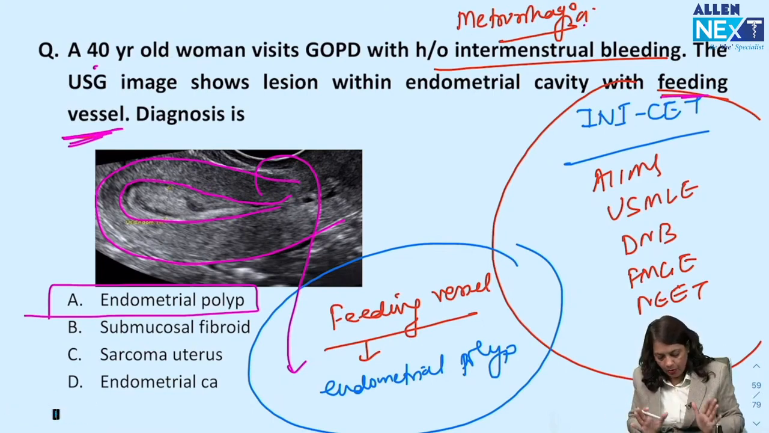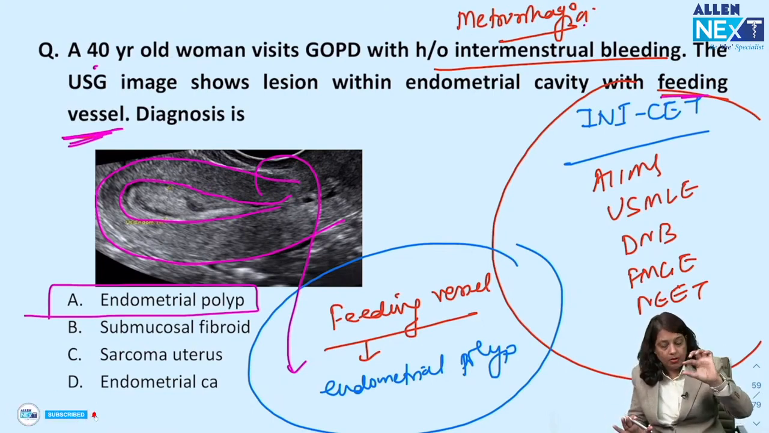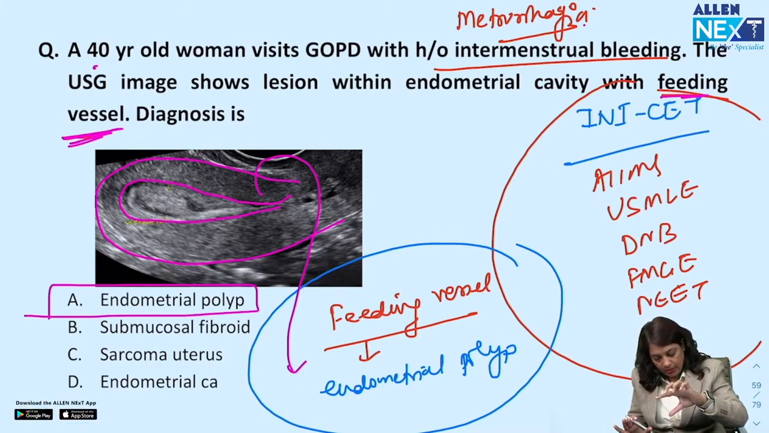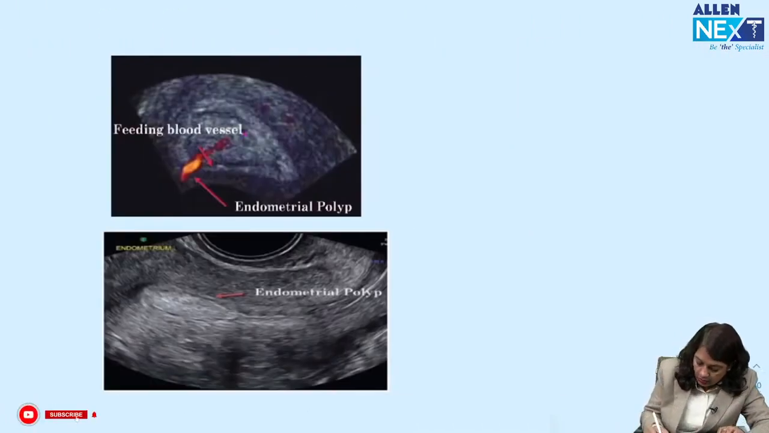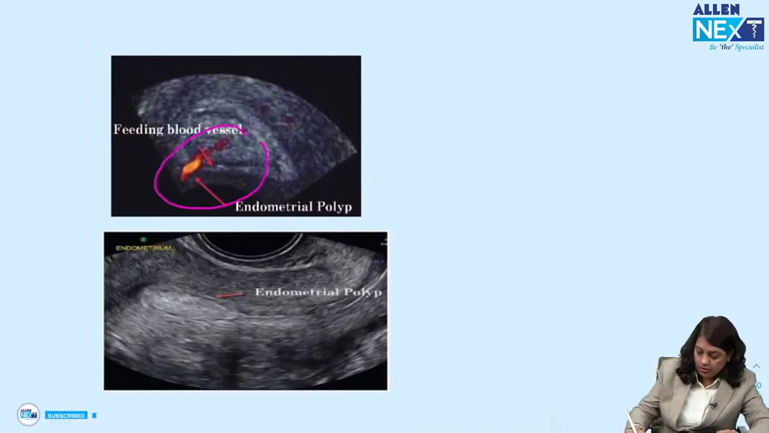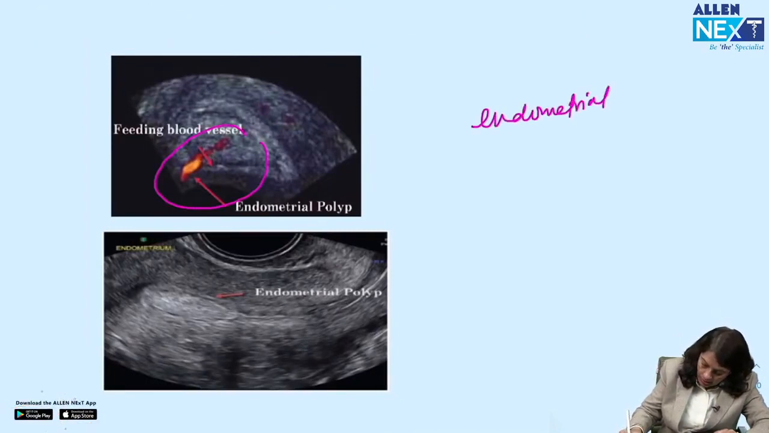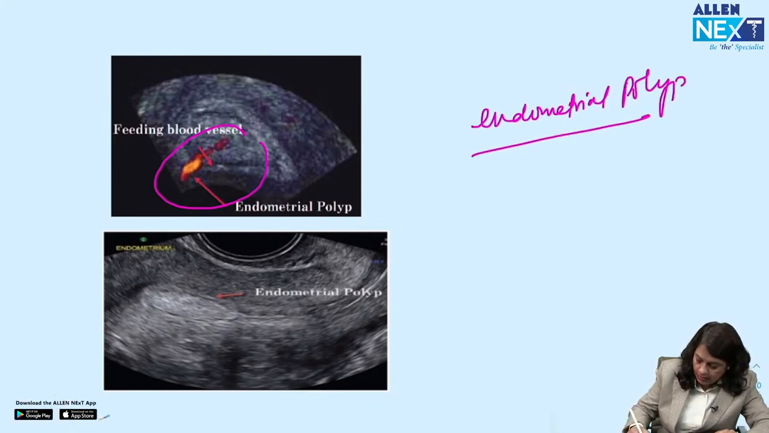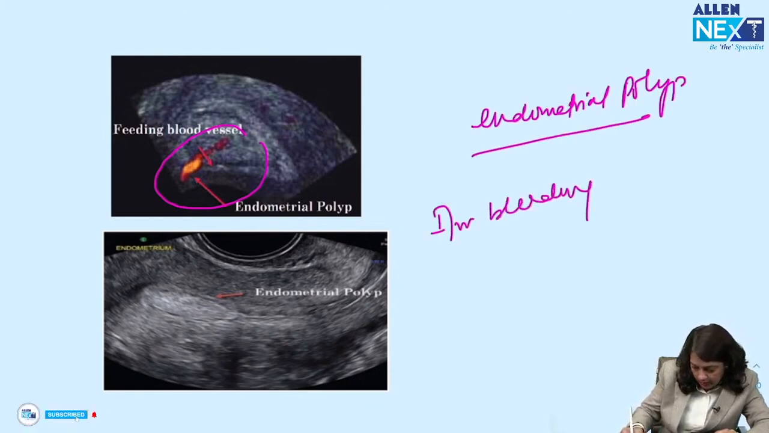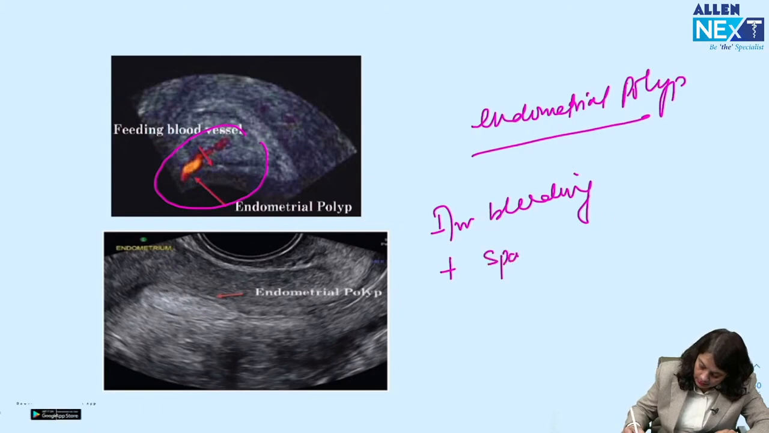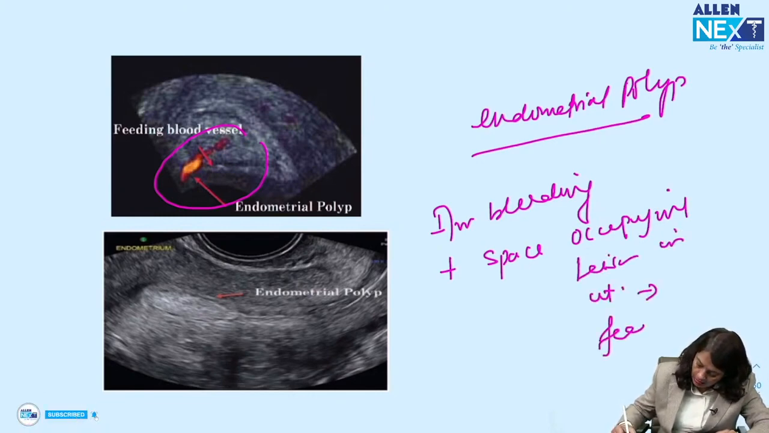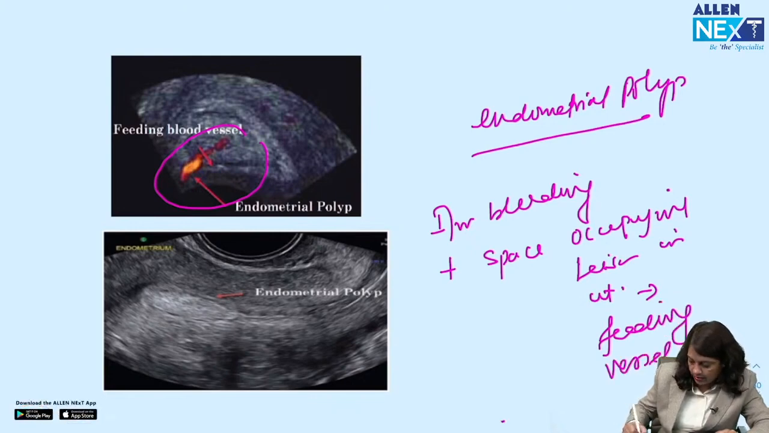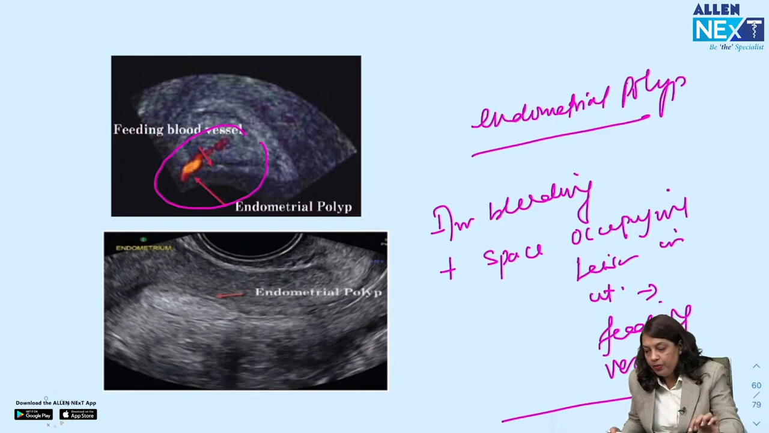It is not fibroid. Fibroid does not come with a feeding vessel because that is an outgrowth of the endometrium only. ठीक है. Endometrial cancer भी ऐसे present नहीं करता है. ठीक है. So this is what is in the Doppler of feeding vessel. So this is endometrial polyp where there is intermenstrual bleeding and there is a space occupying lesion in the uterus with a feeding vessel. So this is endometrial polyp.